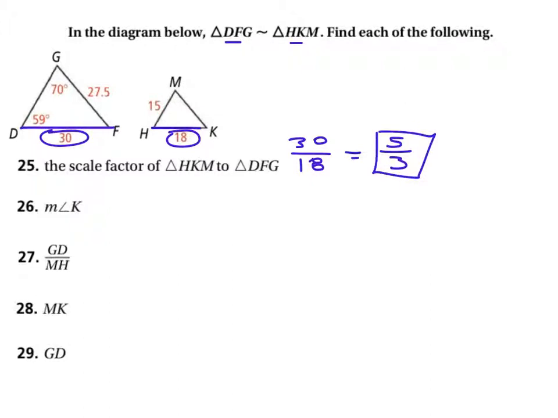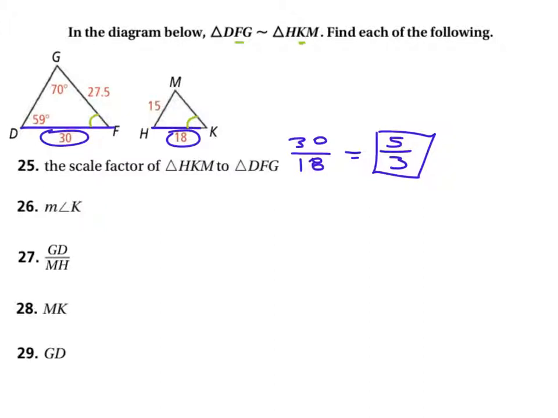and that is the answer for number 25. Now, what's the measure of angle K? Well, if we know what the measure of angle F is, we know the measure of angle K, because F, that middle vertex, and K, that middle vertex, those correspond and they're congruent.